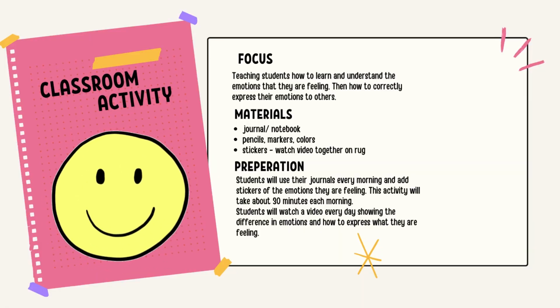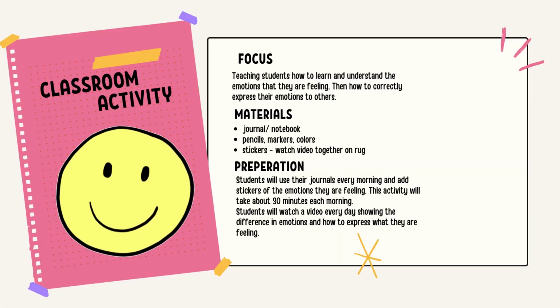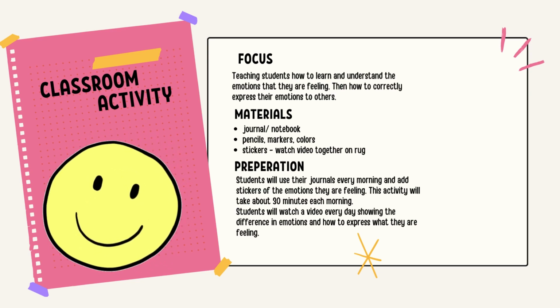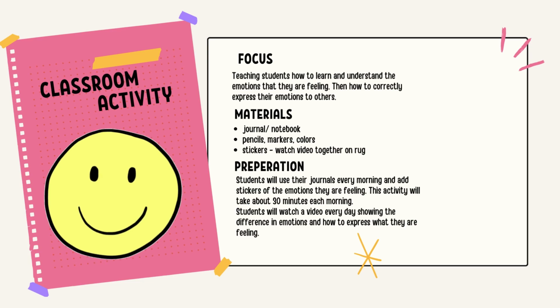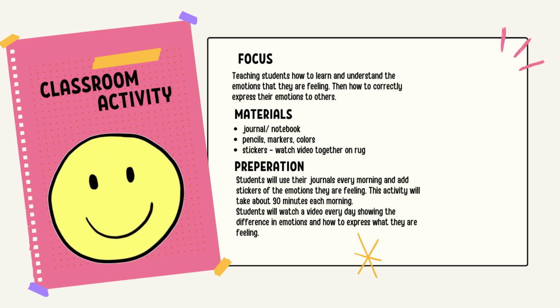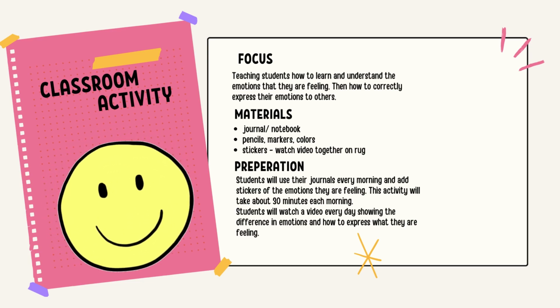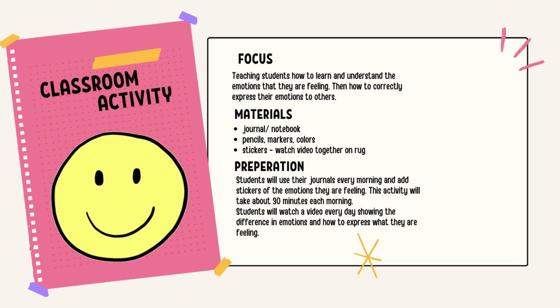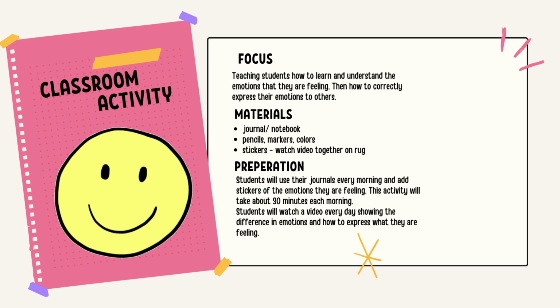So the classroom activity focuses on teaching students how to learn and understand emotions that they are feeling, then how to correctly express those emotions to others. So sort of like, I feel sad, let me tell you, this is what I'm feeling. So understanding their own emotions is the main idea of this activity.